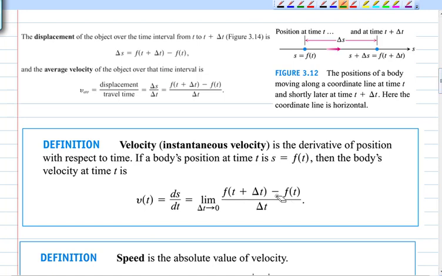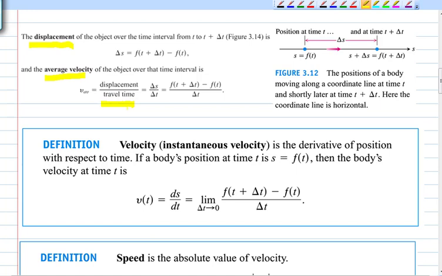This difference right here that you see in the instantaneous velocity formula, the numerator of that is actually called the displacement. The displacement of an object over time is just the difference in the y values of that object, the y values of the function. The average velocity then is the displacement divided by time traveled. The displacement represents a distance. The velocity is distance divided by time.